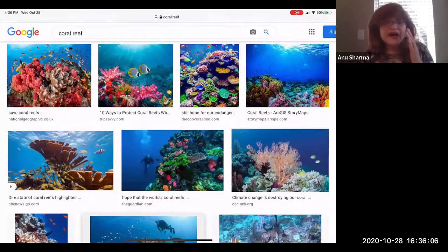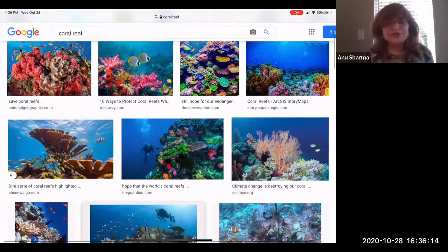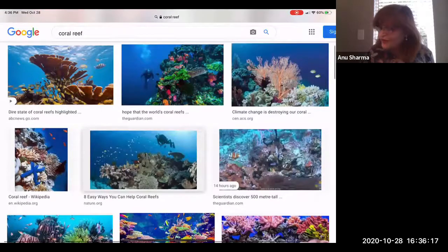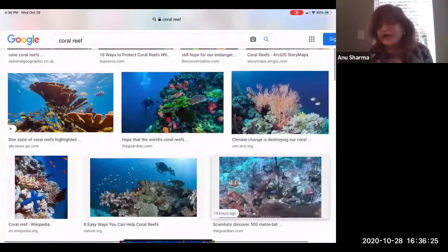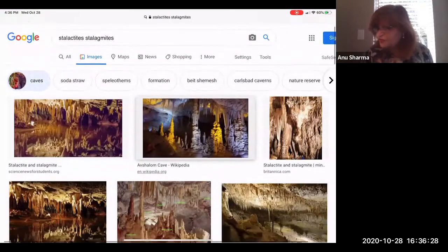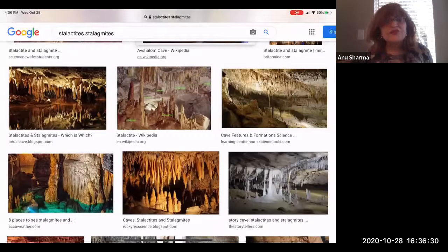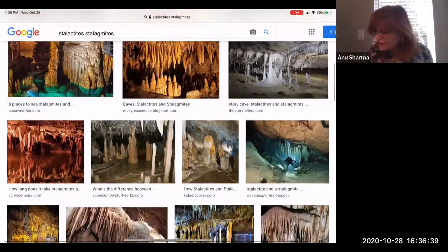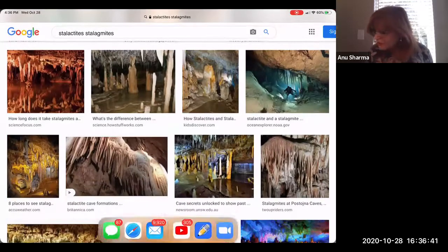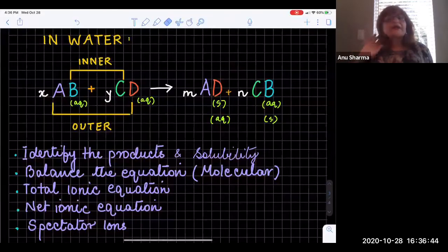Okay, so these are very beautiful pictures of coral reefs. And in fact, this is the double displacement reaction happening in nature right under the oceans. These beautiful colors of coral reefs come from the ionic compounds, which have a very specific color. Okay, so that is the coral reefs. And now let us look at the pictures inside the caves of the stalactites and the stalagmites. So this phenomenon again is a double displacement reaction where you will see the formation of these beautiful structures inside the caves. Okay. All right, now let's get started on our double displacement reactions.